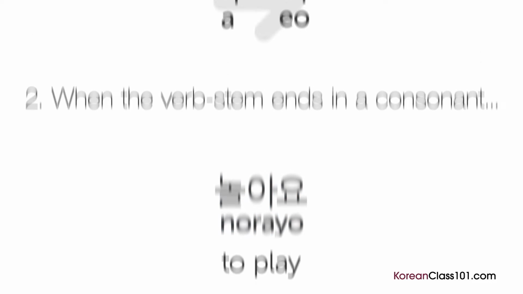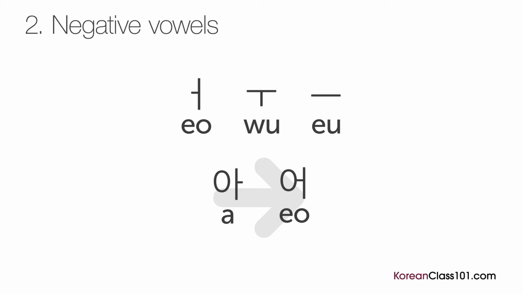But that's not all. In Korean, we have some vowels called negative vowels. For example, 우 and 으. When the last vowel of the word is a negative one, you will need to use 어 instead of 아.